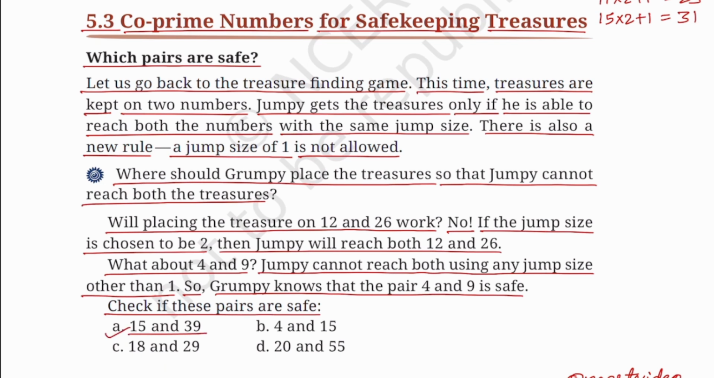A. 15 and 39. Factors of 15: 1, 3, 5 and 15 itself. Factors of 39: 1, 3, 13 and 39 itself. You can see 3 is a common factor. So, if the jump size is 3, Jumpy can reach both the numbers 15 and 39.